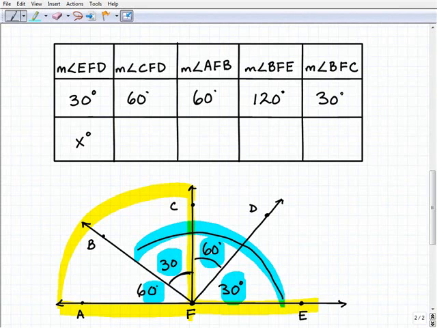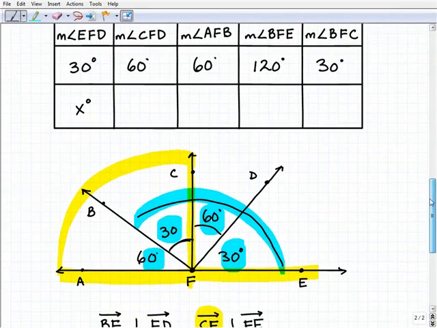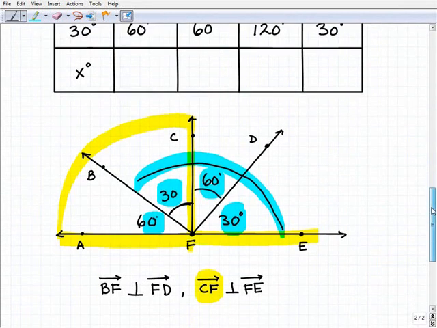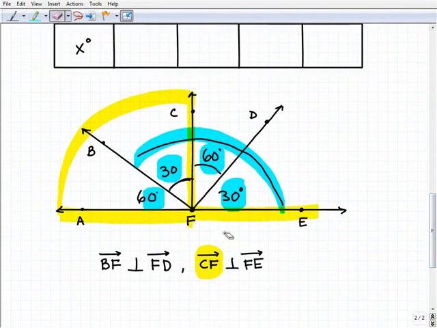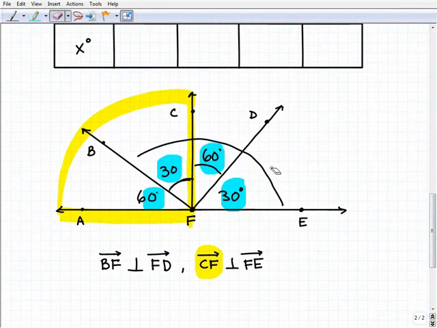Does that make sense to everybody? Let's go ahead and move forward, and let's consider this problem now. I'm going to get rid of all of this.